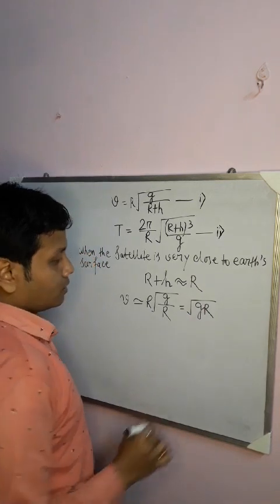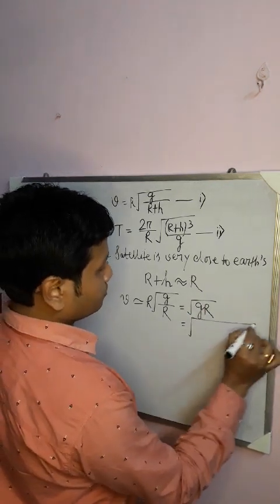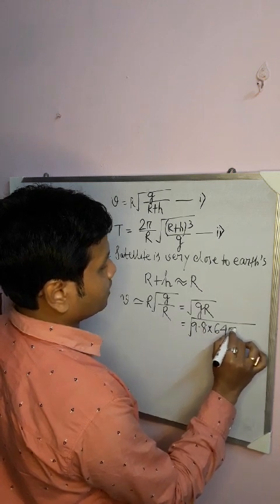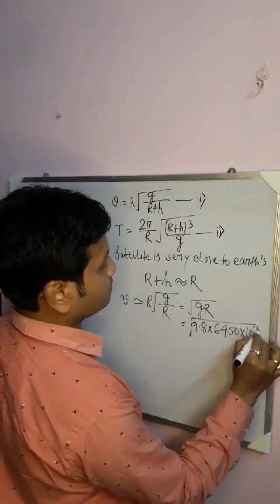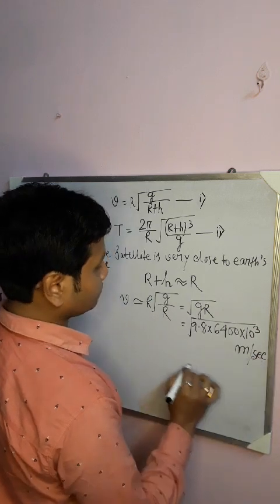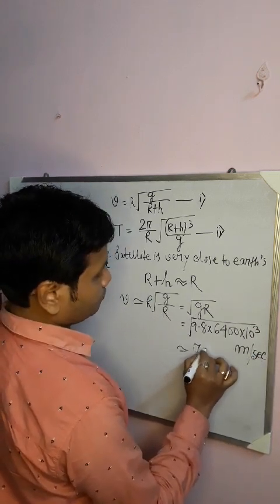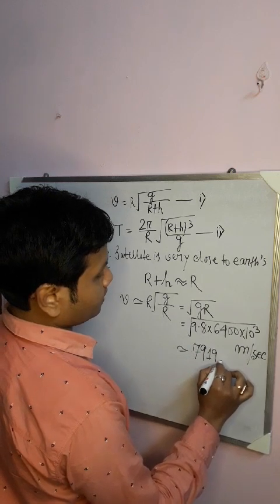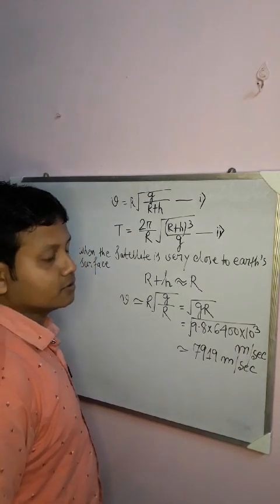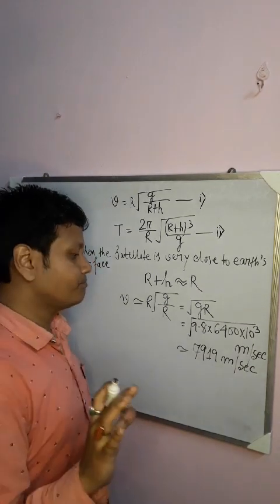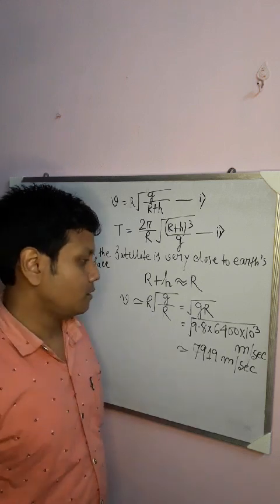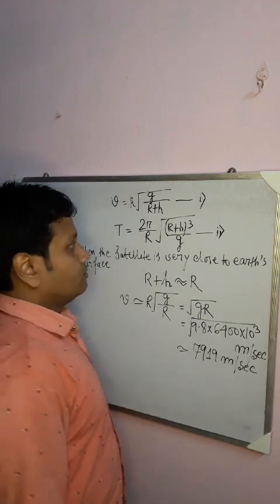Now if we substitute these values, 9.8 for g and 6400 kilometers, which is 6400 into 10 cube meters, the unit will be meters per second, and this is almost equal to 7919 meters per second. So this is the orbital velocity of an artificial satellite that is very close to Earth's surface.